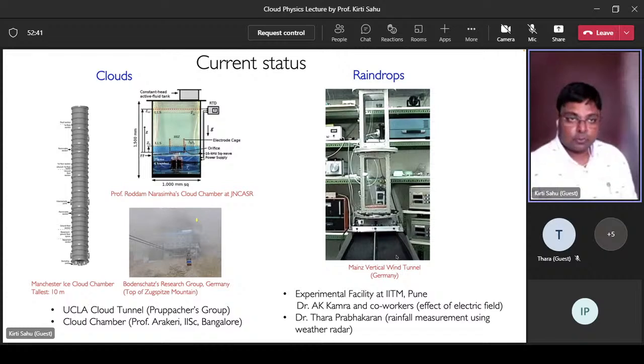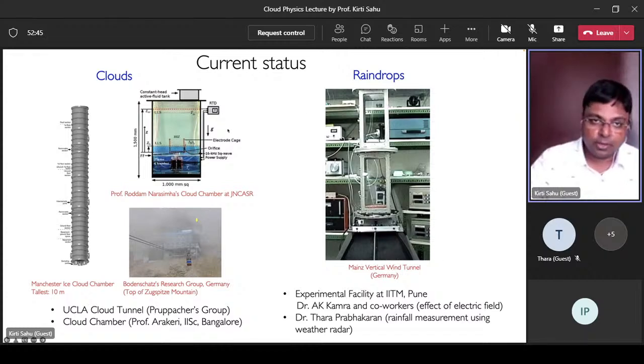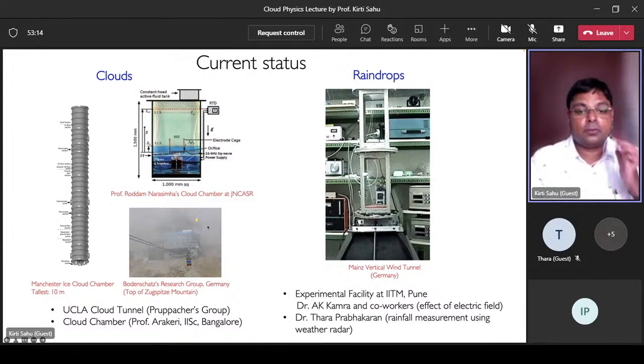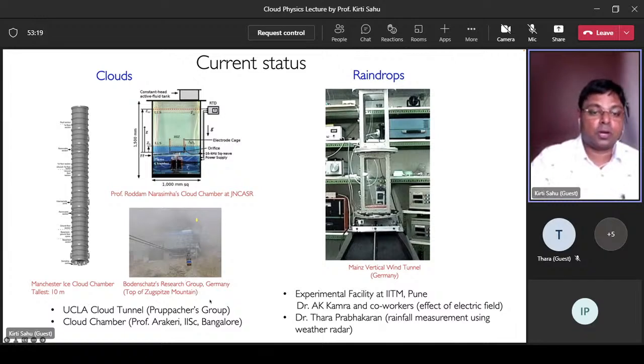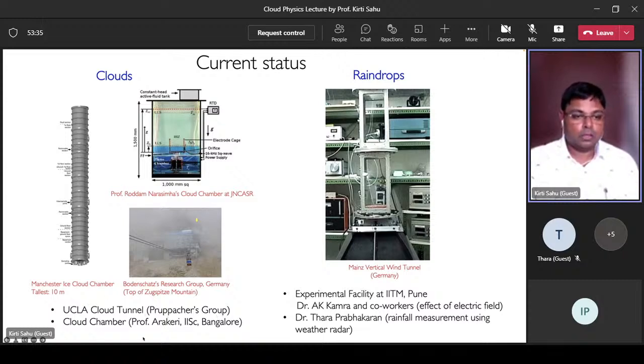So these are some of the current state-of-the-art experimental facilities available to study clouds and raindrops. This one was developed by Professor Roddam Narasimha at JNCASR. This is a cloud chamber. This is in Manchester, known as the ice cloud chamber, and its height is around 10 meters. This is the tallest one at present, they say. There is a group in Germany who have set up cloud chambers at the top of the tallest mountain of Germany. In the 70s, Pruppacher and coworkers used a cloud chamber known as the UCLA cloud tunnel, which was around 35 meters long, but this facility is no longer available. A cloud chamber was also developed by Professor Jayant Arakeri at IISc Bangalore.